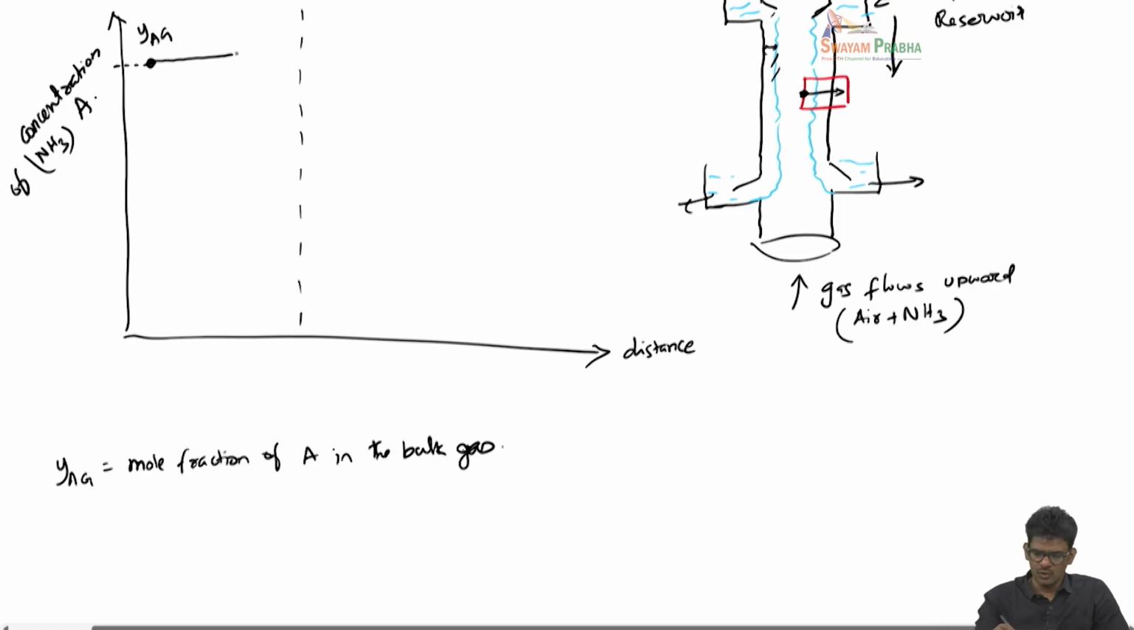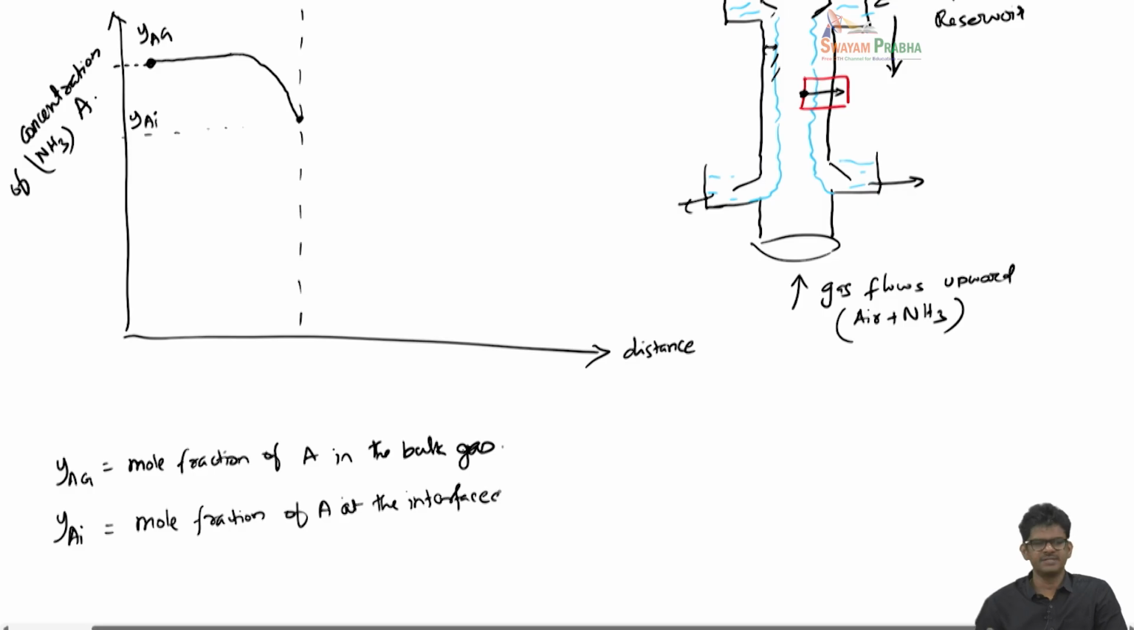and then when you come closer to the interface, what will happen is the concentration actually drops here, and this we will call YAI. YAI is the mole fraction of A at the interface.